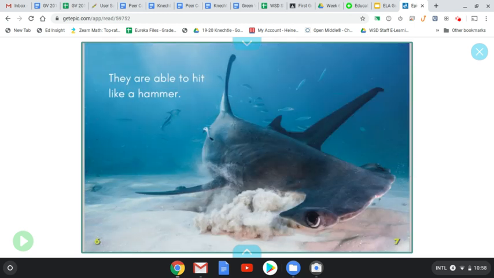They are able to hit like a hammer. Ooh. And look, there aren't any text features on this page, just a really cool photograph. Nonfiction books always have photographs. They don't normally have drawings or paintings, they have real pictures that were taken by real people.